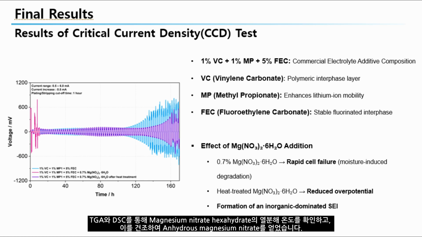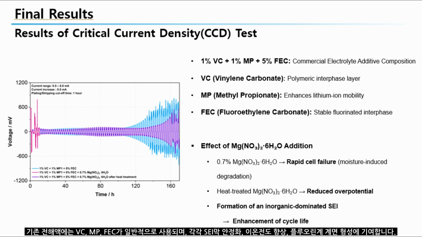Using TGA and DSC analysis, we identified the thermal decomposition temperature of hydrated magnesium nitrate and successfully obtained anhydrous magnesium nitrate by drying at the appropriate temperature. In typical coin cells, a base electrolyte consisting of EC, MP, and FEC is commonly used, contributing to SEI stabilization, improved lithium-ion conductivity, and fluorinated interphase formation, respectively. We further introduced anhydrous magnesium nitrate to this formulation to promote the formation of an inorganic-rich SEI layer, aiming to enhance cycle life.